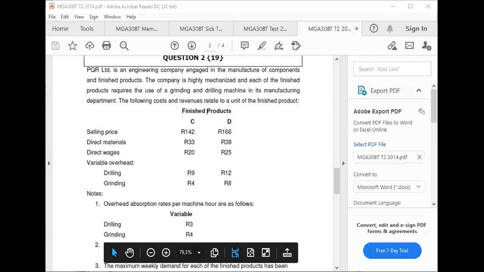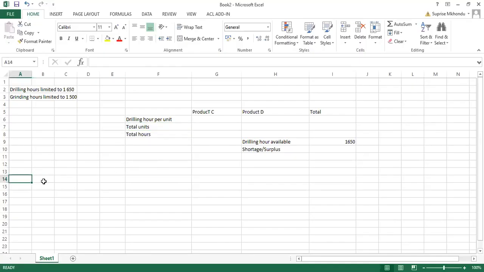It's about 3. Okay, attempt. Someone said 3. And then anyone who's getting a different answer? All right, guys. So they're saying that the rate is 3 rands per hour.